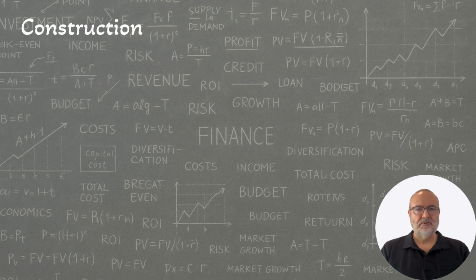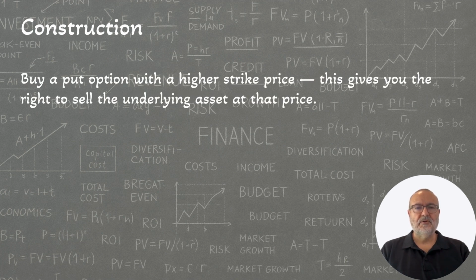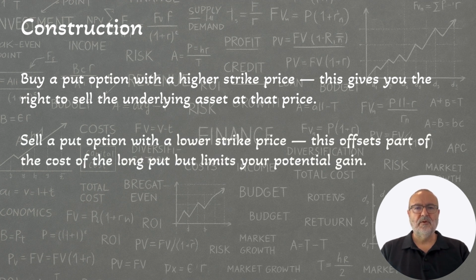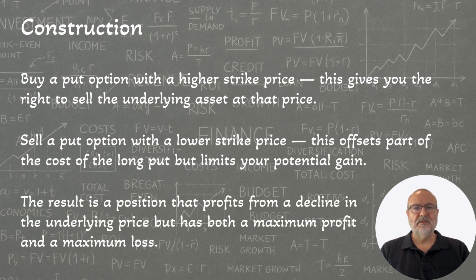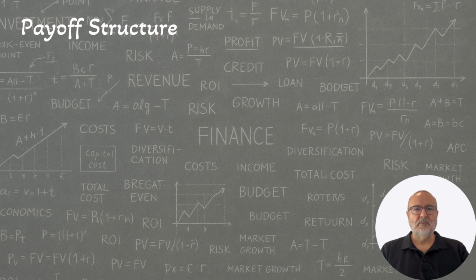Let's go through the steps to build the bear put spread. Step 1. Buy a put option with a higher strike price. This gives you the right to sell the underlying asset at that price. Step 2. Sell a put option with a lower strike price. This offsets part of the cost of the long put, but limits your potential gain. The result is a position that profits from a decline in the underlying price, but has both a maximum profit and a maximum loss. Here's how the payoff works at expiration.